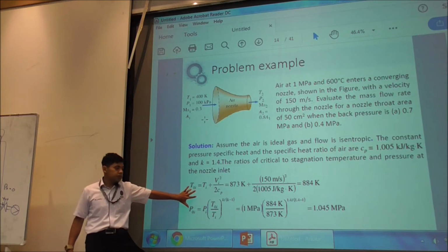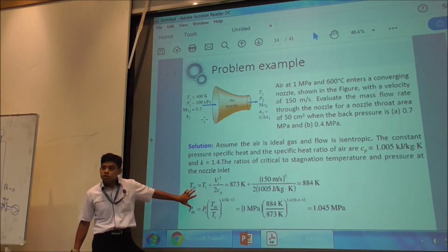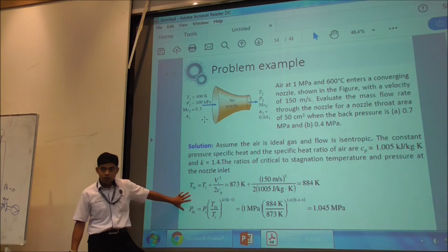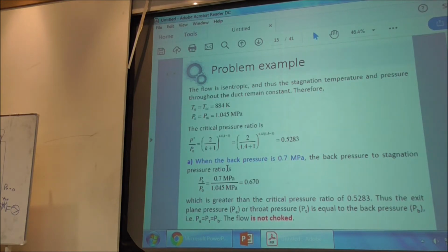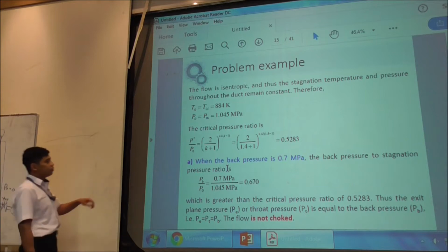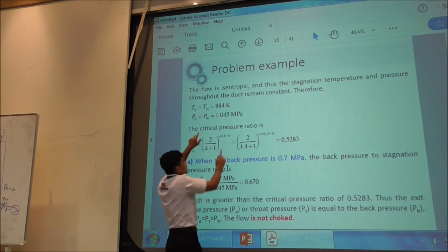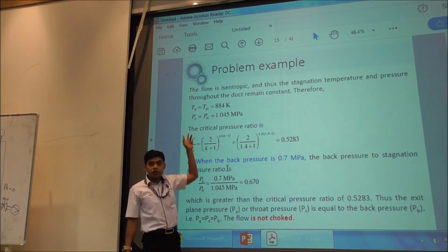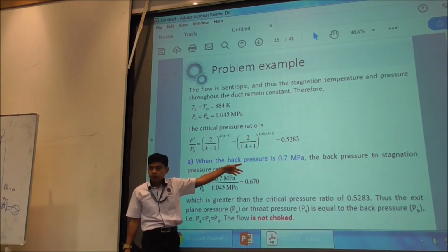Why? Because the stagnation properties are the properties that remain constant along the nozzle if you do not have a normal shock. If you have a normal shock, then those properties are not the same anymore. We will go into it later. So you calculate the T naught and P naught. Once you calculate the P naught and T naught, now you can calculate the critical pressure. If you multiply this one with the P naught, you get the critical pressure. Now you just compare your critical pressure with the back pressure.